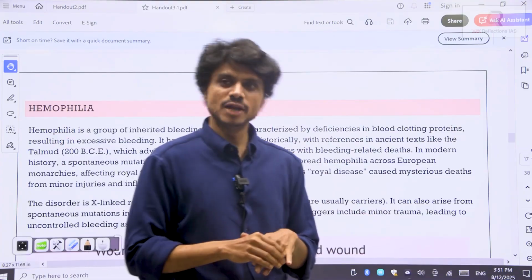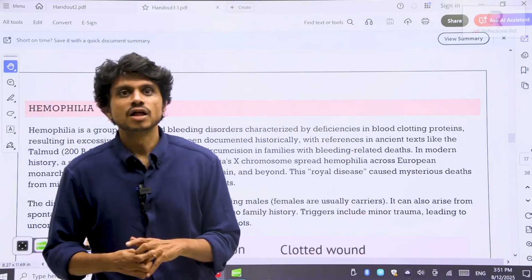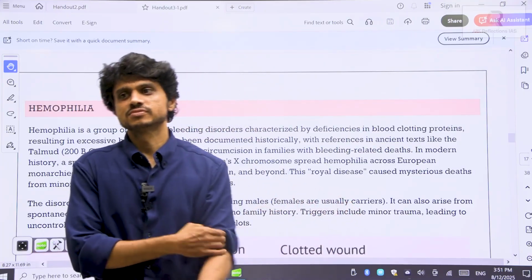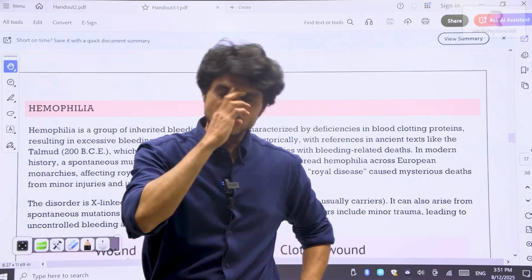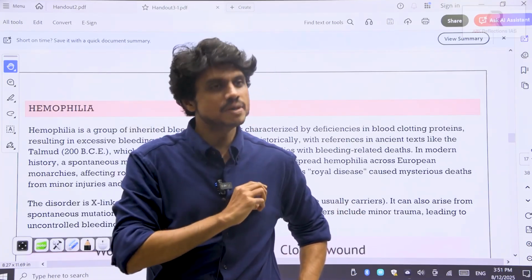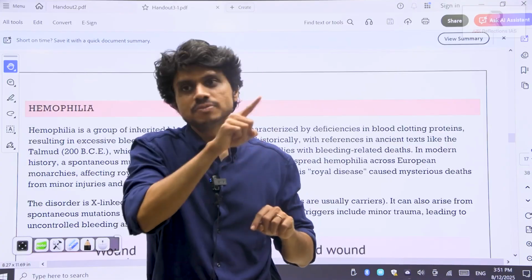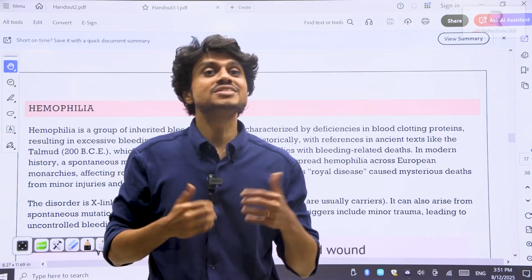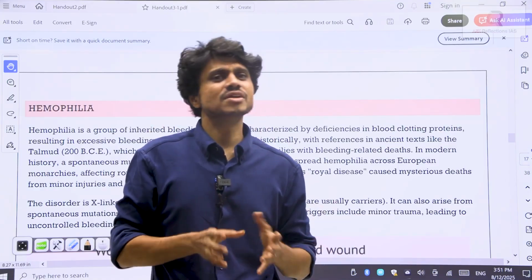For wounds, blood clotting and all, right? Then we have discussed sickle cell anemia. What is that? It's regarding red blood cells. Whatever red blood cells are there, they are in a sickle shape, crescent shape. They are not developed properly. This is a genetic disorder causing poor red blood cells.